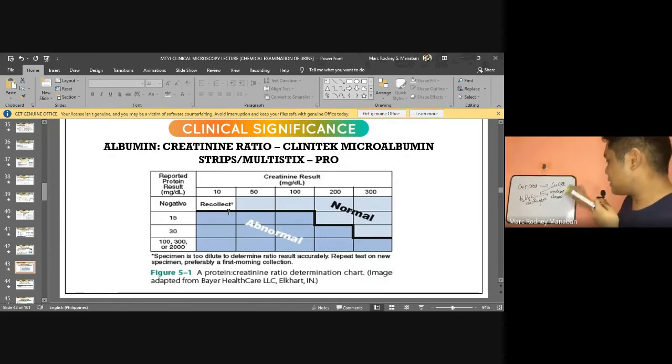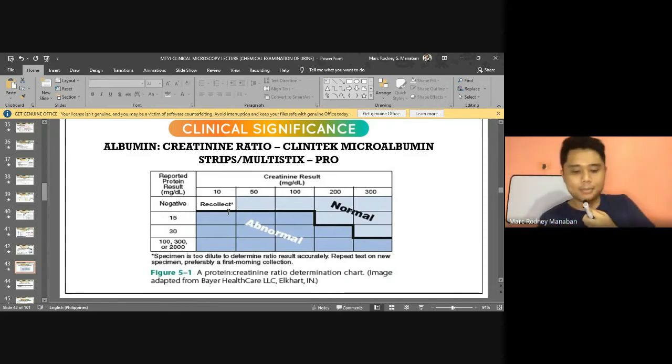And here's an example from Strasinger. As you can see, you compare the ratio. So if the protein is negative, and the creatinine is only 10, it means you need to recollect because the urine is too dilute to produce an accurate result. Because even the creatinine is really low, it means it's really diluted. Okay, so you have to recollect.